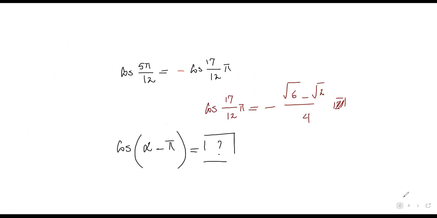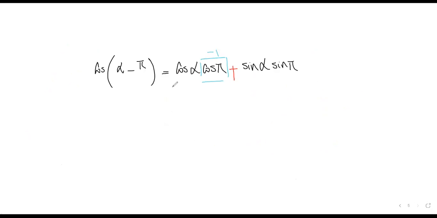Why does it become alpha minus pi? Sorry, what? Why is it alpha minus pi? Cosine of pi becomes minus 1. Is that what you asked? No, why is it alpha minus pi? That's a question that we have to prove. Oh, never mind. That's right.